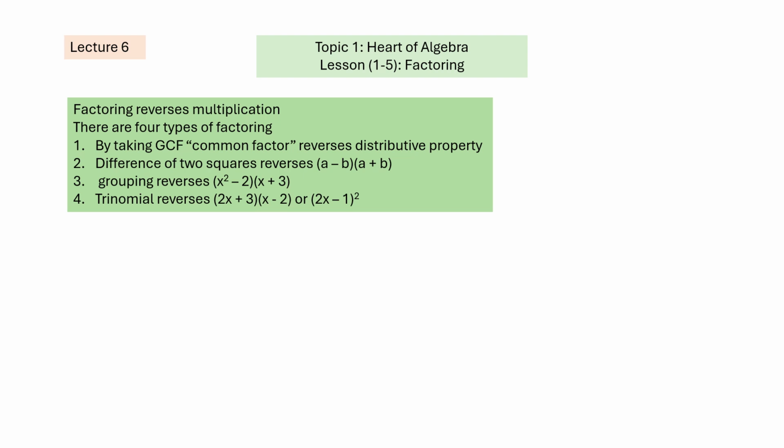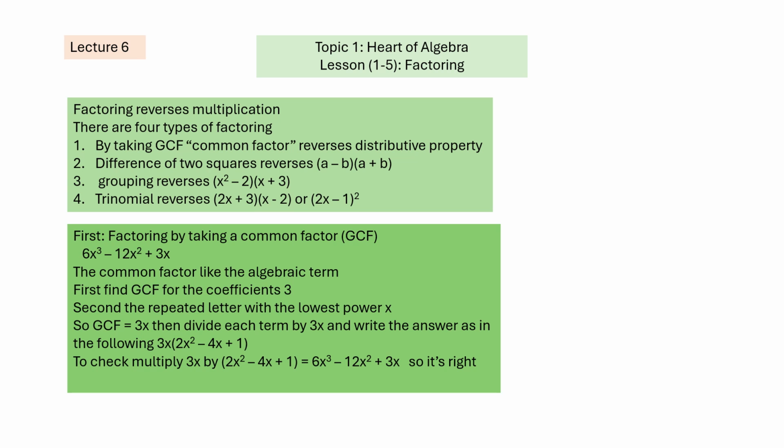Number 3 is factoring by grouping, reversed by this, like x squared minus 2 times x plus 3. When you multiply them, there are no like terms you can combine, so it will be 4 terms. The shape of the question will contain 4 terms. The last one is the trinomial, which reverses FOIL, or expanding any two brackets, or a bracket to the power 2, which is called a perfect square. We will start with the first type, factoring by taking the common factor, GCF.